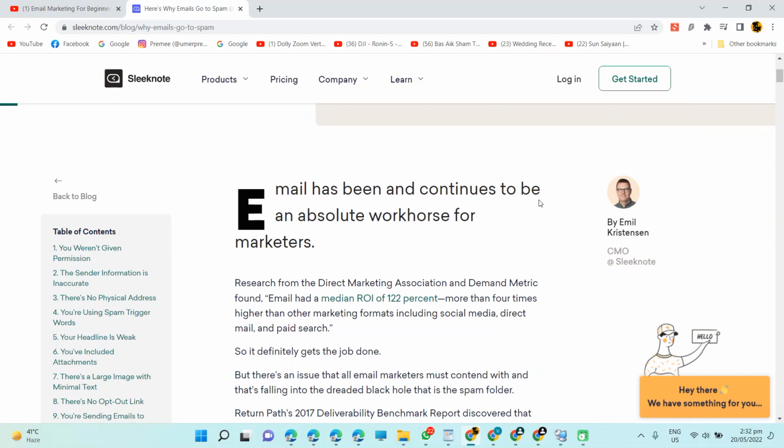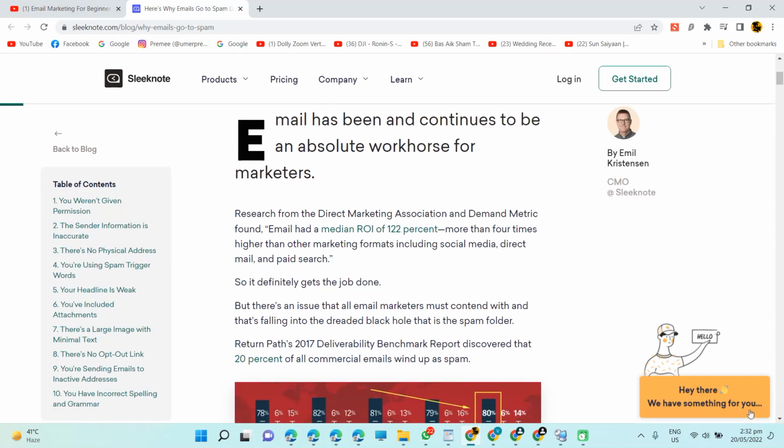Email has continued to be an absolute workhorse for marketers. Research from the Direct Marketing Association and Demand Metric found email had a median ROI more than 4 times higher than other marketing formats, including social media, direct mail and paid search. So it definitely gets the job done, but there are issues all email marketers must contend with, like falling into the dead black hole that is the spam folder.